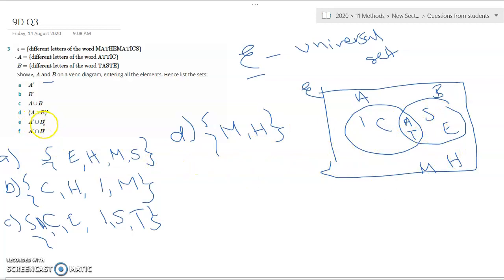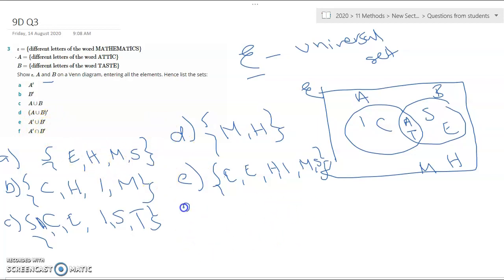Then we're looking at the union of not A and not B. This one's a little bit different in that we're now looking at not A, which is S, E, M, H, and not B, which is I, C, M, H. And we're getting the union of those. So you can see we're going to be left with everything except the intersection of A and B. So we've got C, E, oh sorry, I'll put an H there, then I, then M, then S. So that's our union of not A and not B.